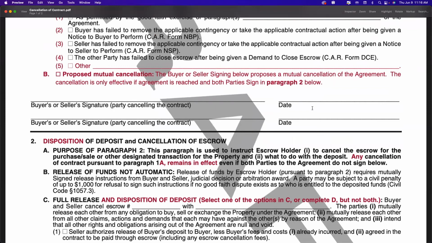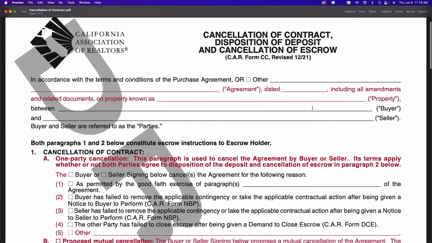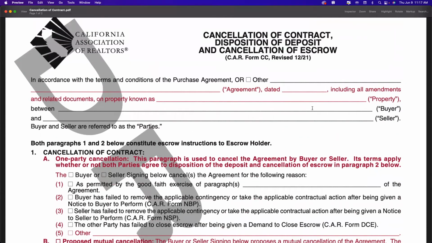When you cancel the escrow, we've all seen that. But there was no deposit. He didn't know what to check, right? He didn't know which section in the second paragraph to check off to complete the cancellation, because there was no deposit that needed to be considered with the cancellation of the escrow.